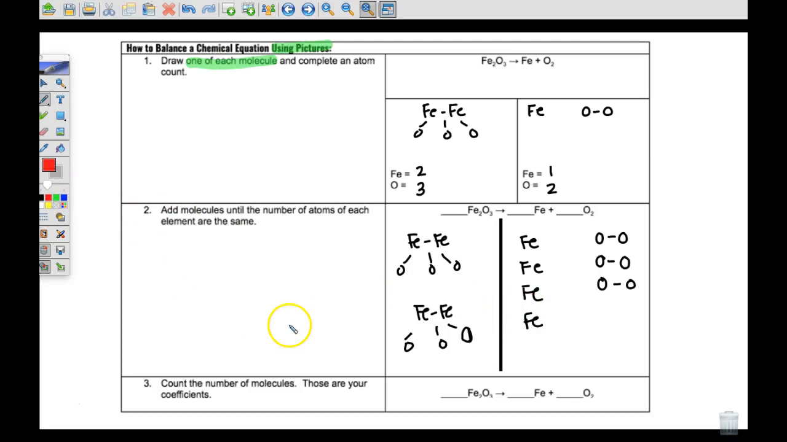Now that the number of atoms of each element is the same on both sides, now I can count the number of sets to determine my coefficients, or my front numbers. So I have 1, 2 sets of Fe2O3, so 2 goes in the front. I have 1, 2, 3, 4 sets of Fe, so 4 goes in front of the Fe. And I have 1, 2, 3 sets of O2, so a 3 goes in front of the O2.